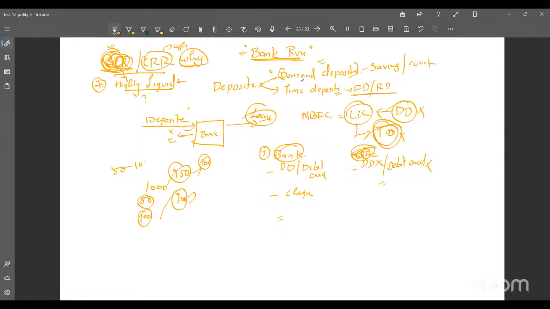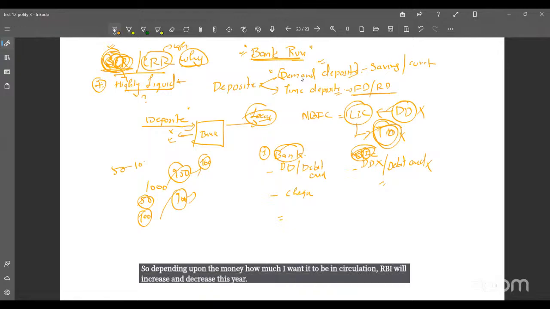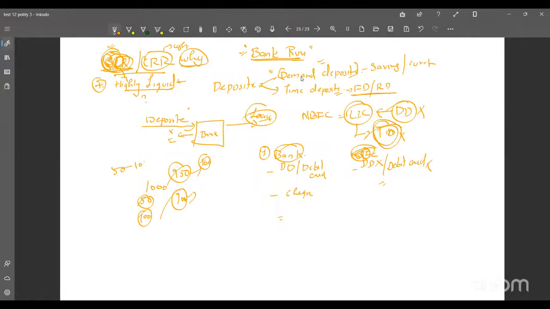So depending upon the money, how much I want it to be in circulation, RBI will increase and decrease this rate. See, I'm just giving you a glimpse. So this is a chapter which needs to be discussed around 9 hours.